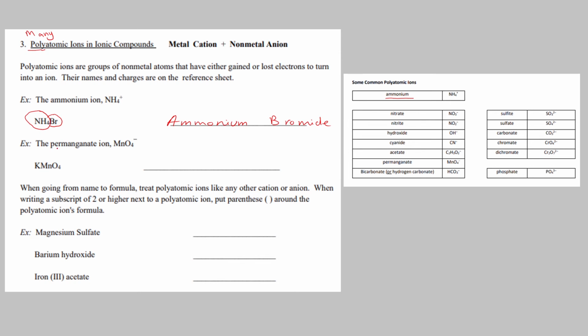Let's do another example. Here we have the permanganate ion. Okay, so potassium is our cation and permanganate is our anion. So potassium, we are going to write from the periodic table. And for permanganate, when a polyatomic ion is involved and it is an anion, we are not going to add any IDE, or change the ending. We are just going to write it down as is. So this will be potassium permanganate.